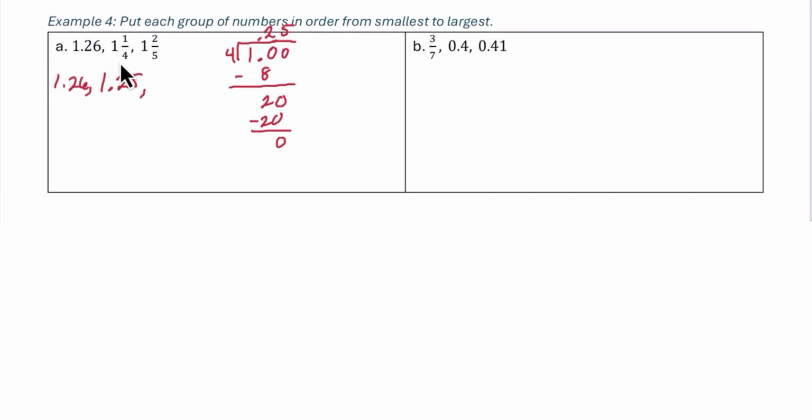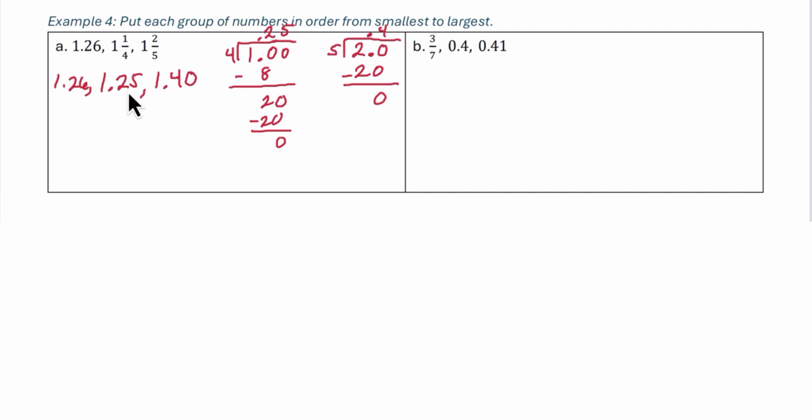Now let's look at 1 and 2/5. We have 2 divided by 5. We need to add a decimal point. 5 goes into 20 4 times. 4 times 5 is 20. Subtract and we get a 0. So rewriting 1 and 2/5, that's really 1 and 4/10. But remember, to compare these numbers, we need to have the same number of decimal places. So we'll add a 0 beside this 4. So now we're looking at just the decimal part, 26, 25, and 40 to order these.